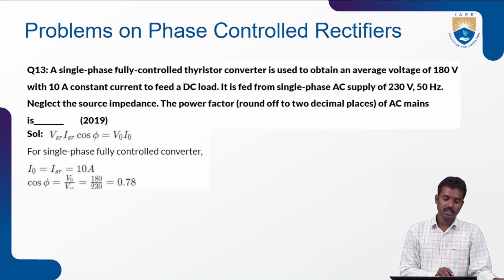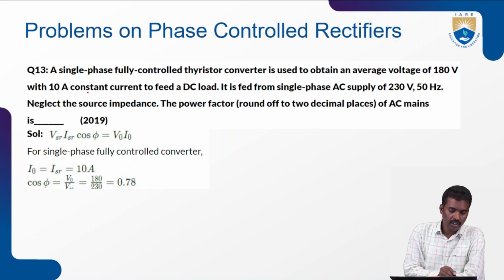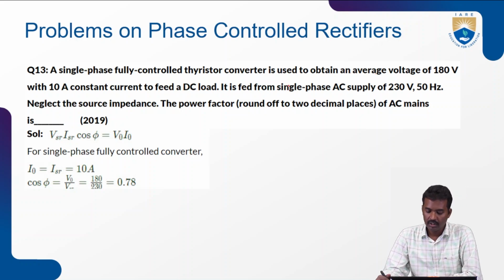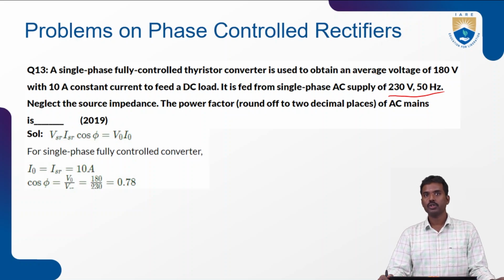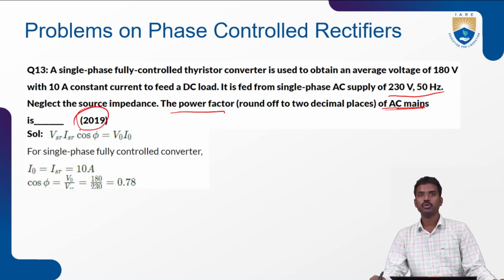A single phase fully controlled thyristor converter is used to obtain average output voltage 180 volts with 10 ampere constant current to feed a DC load. It is fed from a single phase AC supply of 230 volts 50 Hz. Now neglect the source impedance. The power factor of the AC side is asked. It was asked in 2019.